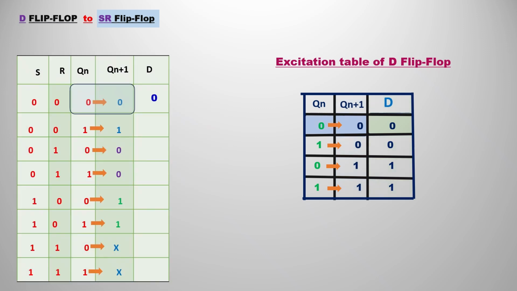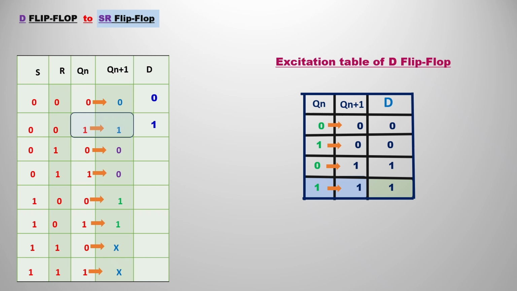So we have one column left, that is D. You are going to check the excitation table of the D flip-flop and this truth table, and we are going to fill all these things. In this case, for the D flip-flop to SR flip-flop, we just need the excitation table of the D flip-flop, that's it. If you compare, 0 is changing to 0 in the excitation table, that is, the input D is 0. So fill that the same in the truth table of the SR flip-flop, 0.